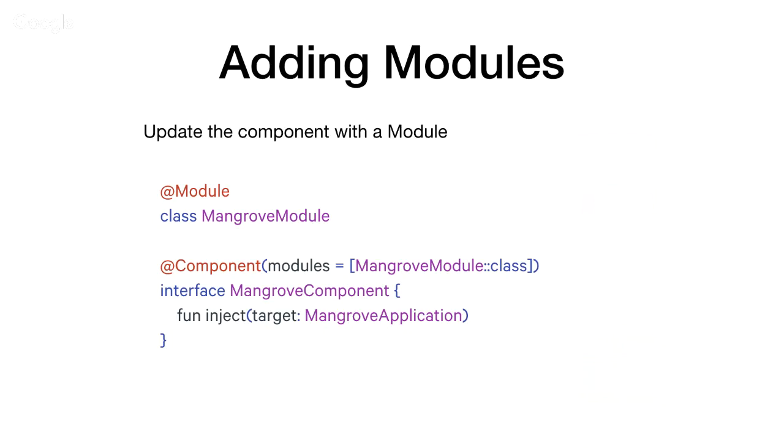So next, we're going to add some flavor here. A component that injects nothing isn't really useful. So modules are how we're going to do that. We can create a mangrove module and reference it in our component under the modules parameter of the component annotation that was used on the mangrove component. Pretty simple, pretty easy, and it's just a dumb implementation of a class that does nothing right now.